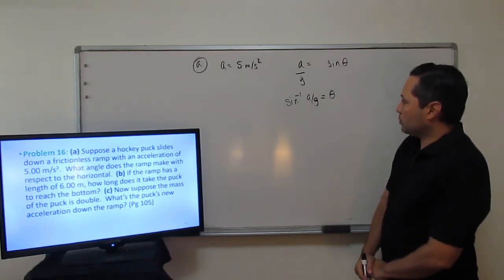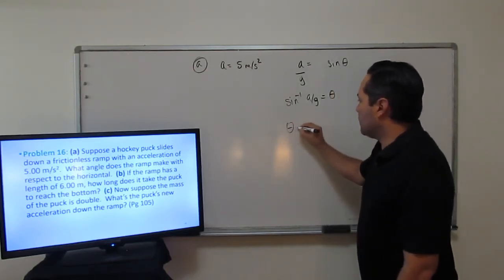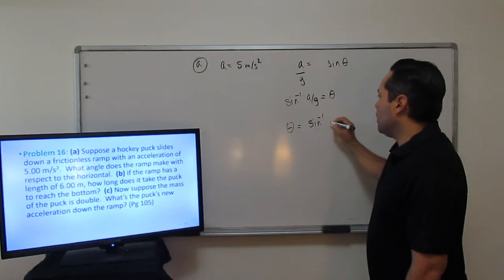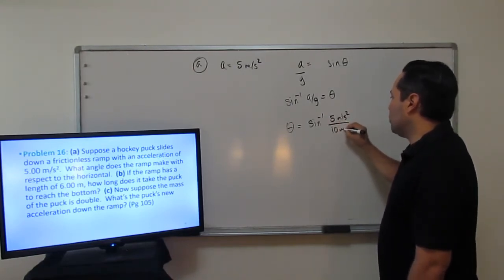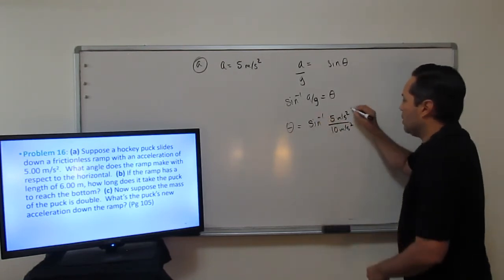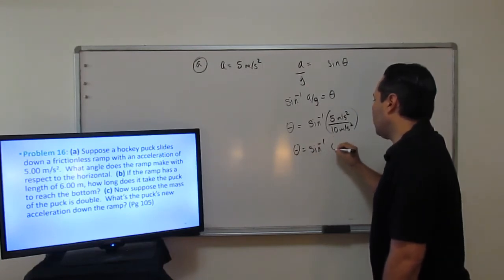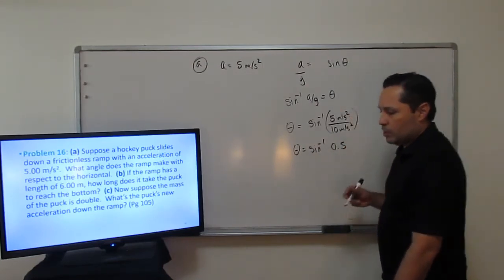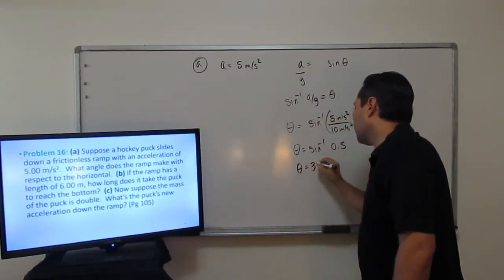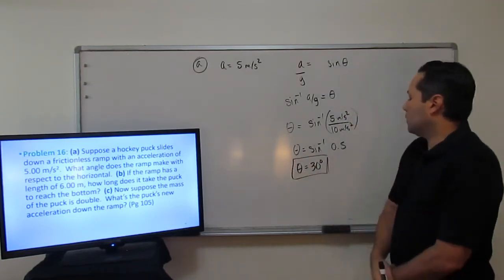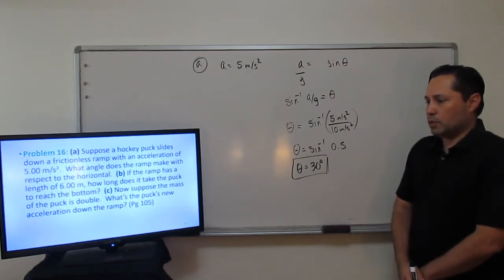Okay, so let's plug in the values. I'm going to rewrite it a little bit. Theta is equal to inverse sine of the acceleration, which is 5 meters per second squared, over 10 meters per second squared for g, the gravity. Okay, so 5 divided by 10 is 0.5, and inverse sine of 0.5 will give you 30 degrees. Alright, that will take care of part A in problem number 16.